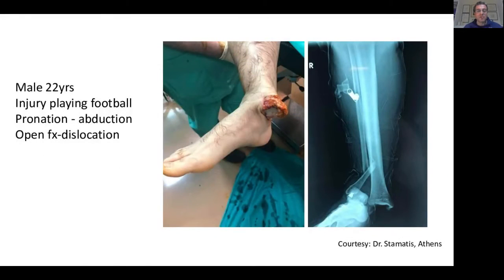This case was given to me by a colleague in Athens. He came across this patient who was originally fixed in another hospital, had an open fracture dislocation playing football.